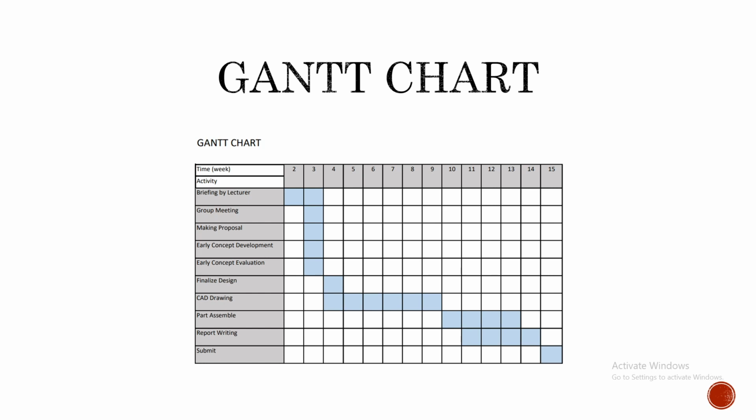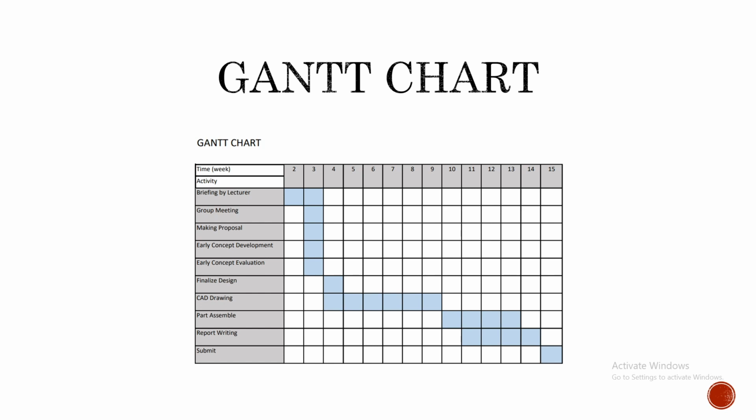The early concept evaluation and design finalization were planned to take place during weeks 3 and 4 respectively, but we are still unsure when we will do it. The computer-aided drawing, or CAD drawing, was planned to occur in the span of weeks 4 to 9. The proposed time duration for the assembly of parts is roughly 4 weeks, ranging from week 10 till 13. The writing of the final report will take another 4 weeks, ranging from week 11 to 14. Last but not least, we'll submit the report in week 15.